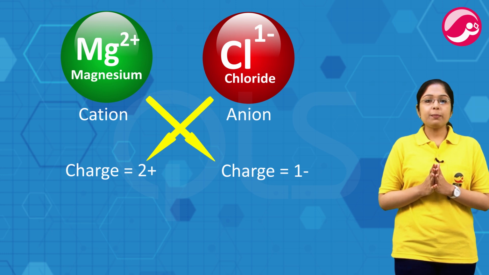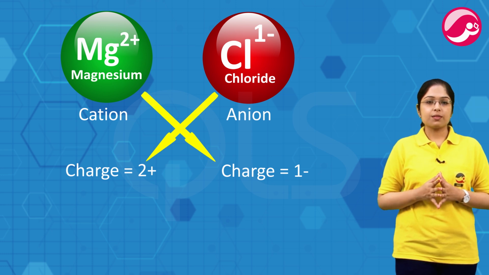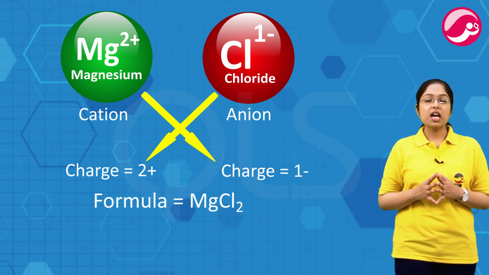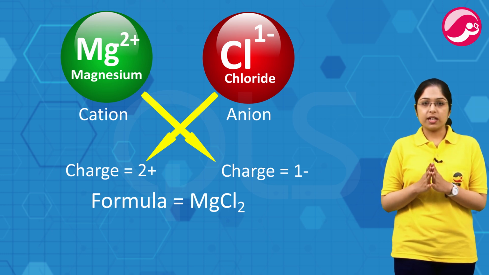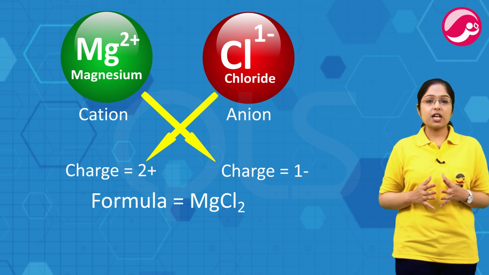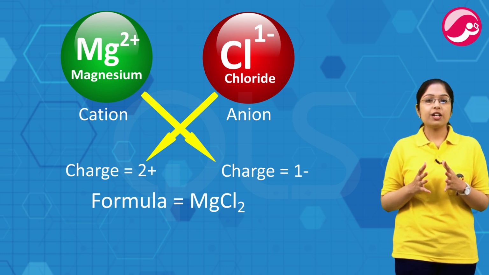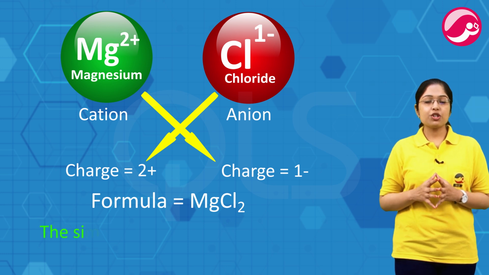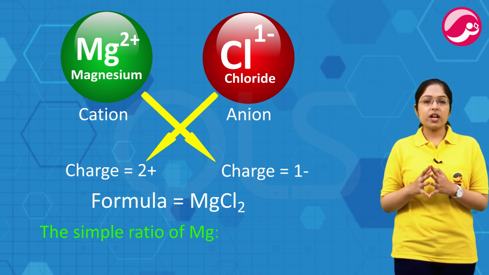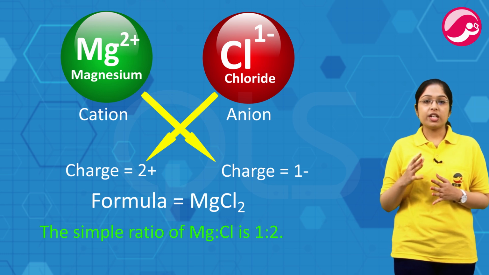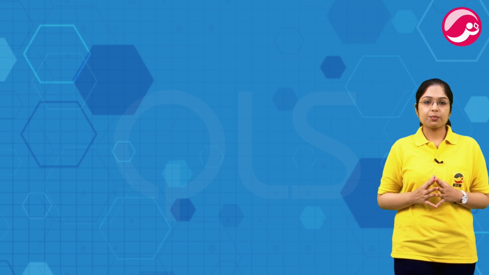Now, cross multiply the valencies of the ions. This will give us the formula MgCl2 for magnesium chloride. Thus, to neutralize two positive charges of magnesium, two negatively charged chloride ions are required. The simple ratio of magnesium and chloride is 1:2. For each magnesium atom, we will require 2 chlorine atoms.